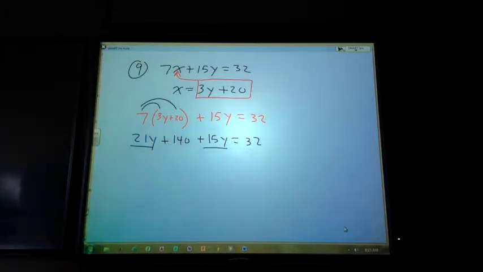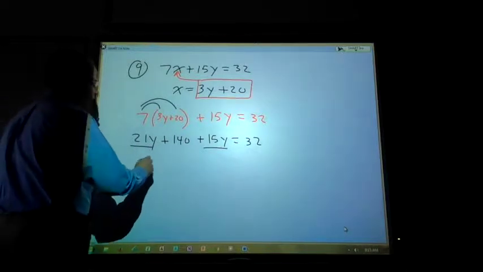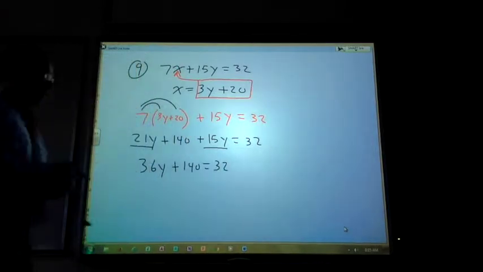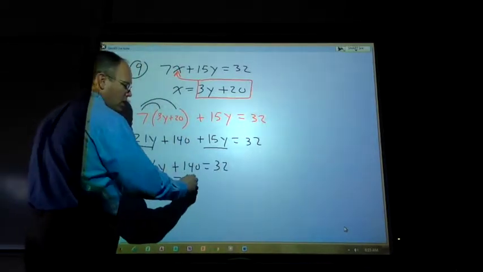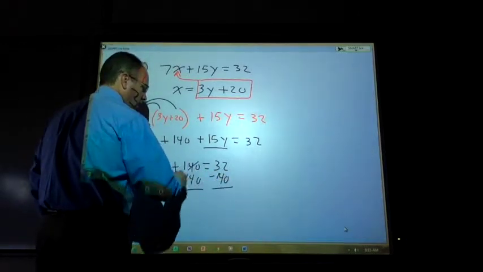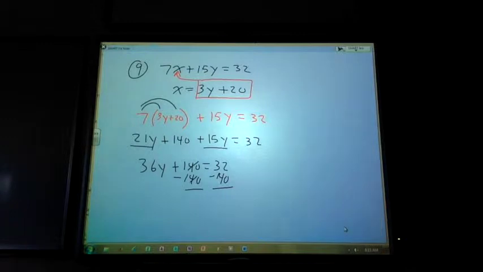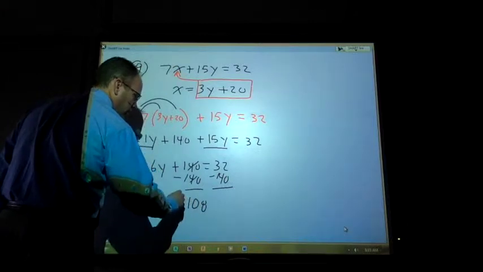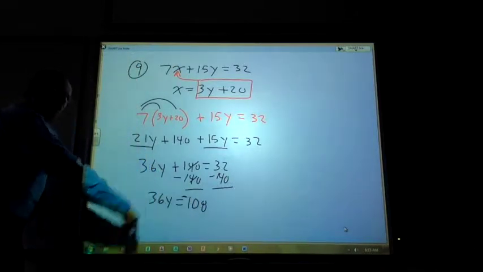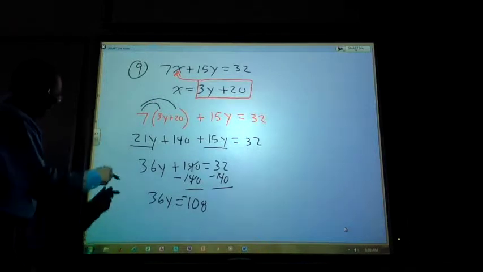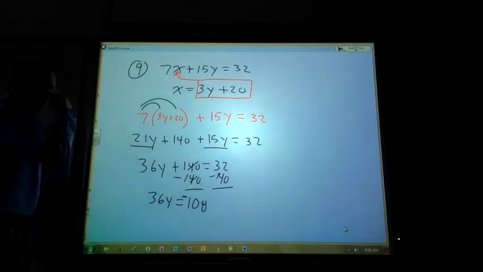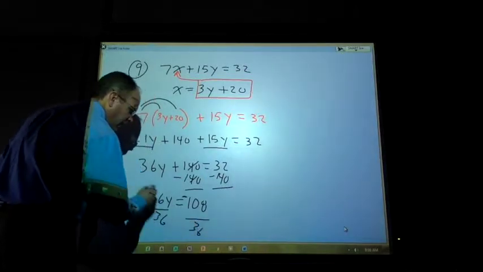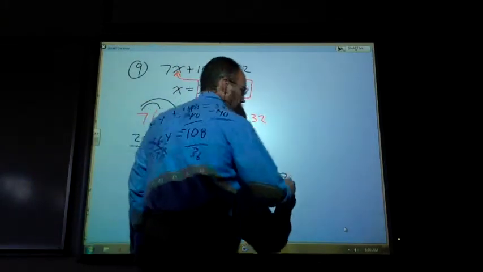I'm going to combine those together. They're both positive. So that's going to give me 36y, I believe, plus 140. That's equal to 32. If I start working this out, I'm going to subtract. Somebody have a calculator out by chance? 32 minus 140, somebody? How much? Negative 108, thank you. Don't forget the negative. And 36 and y are being held together by what property? It's being held together by multiplication, so I'm good. Divide. There we go. Negative 3. Okay, so my y value is equal to negative 3.